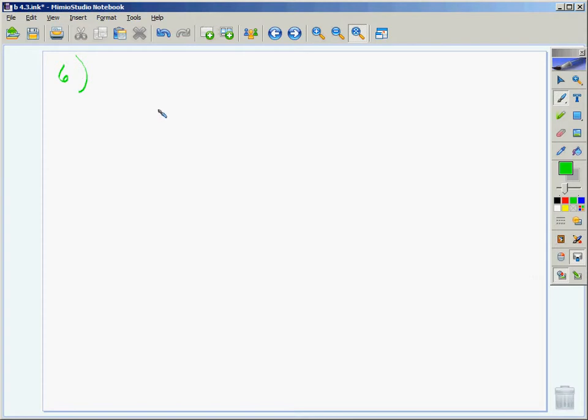Number 6 says a company makes steel lids that have a diameter of 13 inches. What is the area of each lid? Round your answer to the nearest hundredth. If the diameter is 13 inches, for the radius I'm going to divide it by 2, and I'm going to get 6.5.